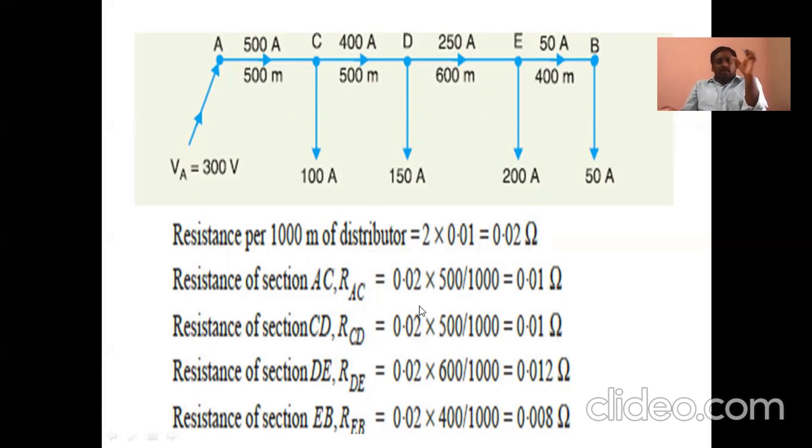First we calculate per meter: 0.02 for the loop conductor, so per meter is 0.02 by 1000. For this section of 500 meters, it is 0.02 into 500 by 1000. In the next section, into 600, and in this section, into 400. That means these are the resistances.